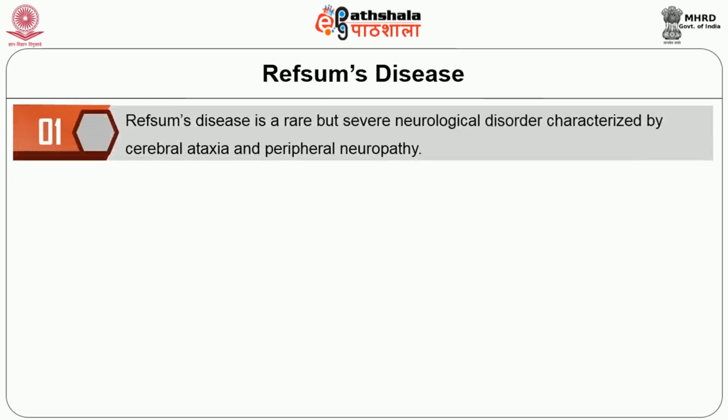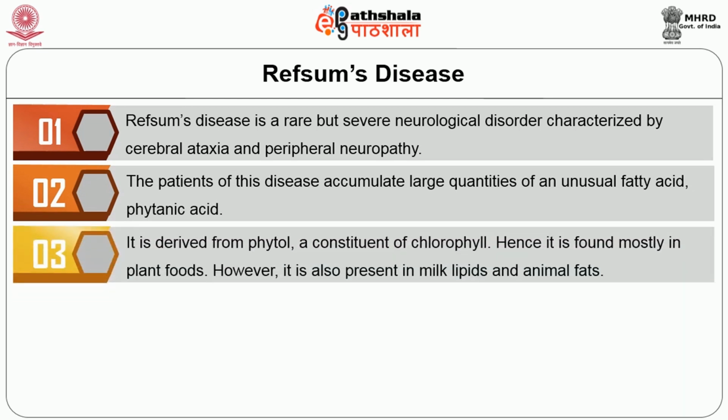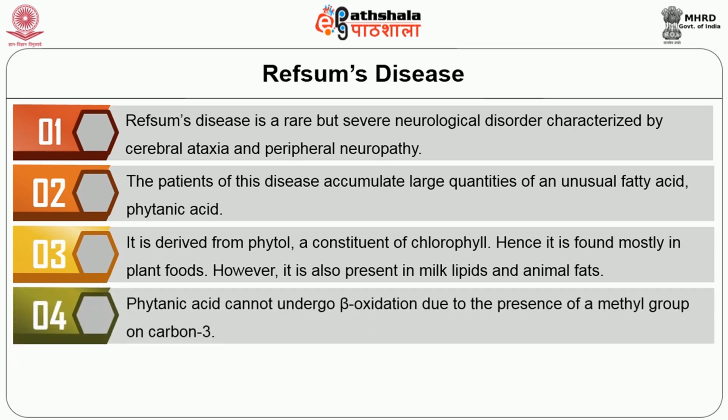Refsum's disease is a rare but severe neurological disorder characterized by cerebellar ataxia and peripheral neuropathy. The patients of this disease accumulate large quantities of an unusual fatty acid, phytanic acid. It is derived from phytol, a constituent of chlorophyll. Hence, it is found mostly in plant foods. However, it is also present in milk lipids and animal fats. Phytanic acid cannot undergo beta oxidation due to the presence of a methyl group on carbon 3.